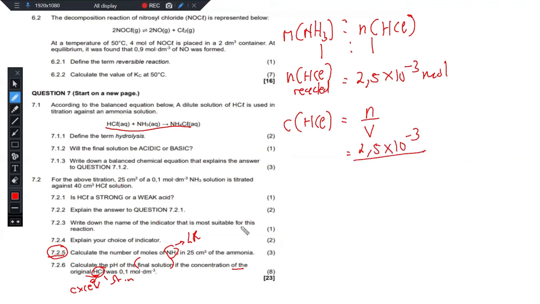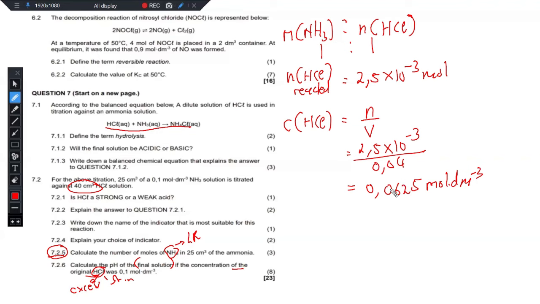And then the volume of the HCl, where we were given there, yes, 40 centimeter cube. So we can say 40 divided by 1,000, that's 0.04. And then we find the concentration reacted is 0.0625 mole per dm cube. If it gives you in a scientific notation, it's also correct. I think it's about 6.25 times 10 to the exponent of -2.